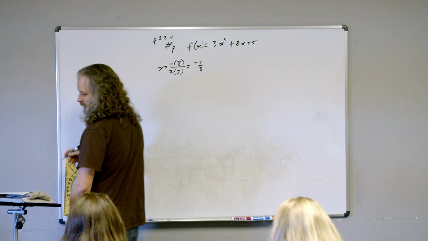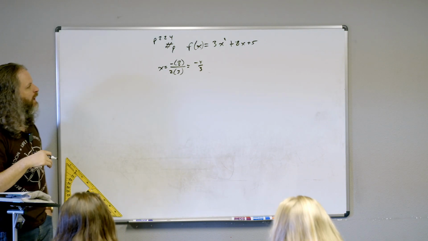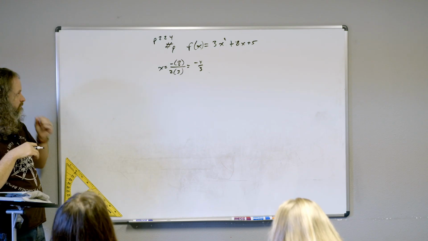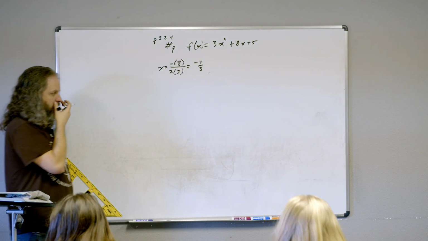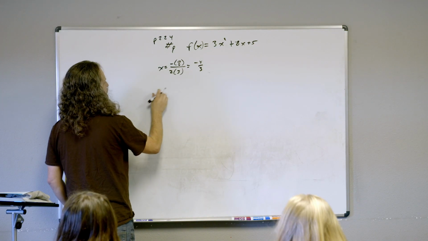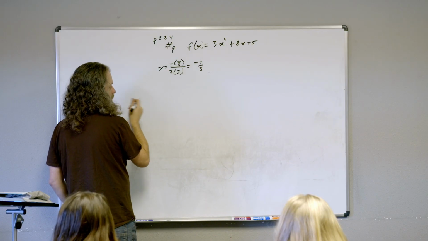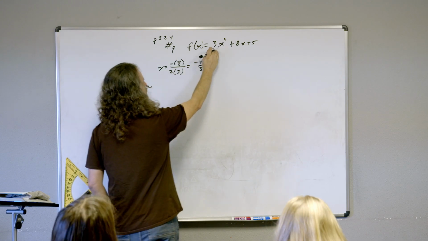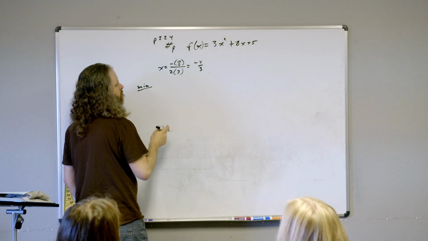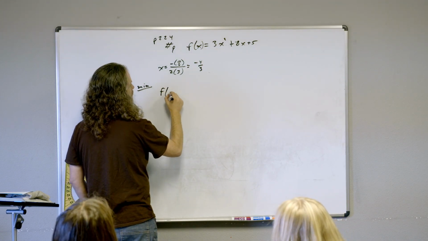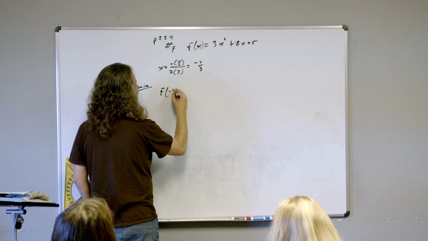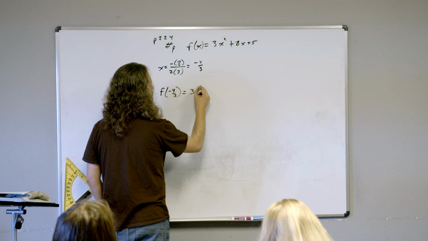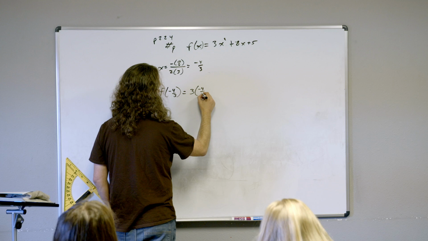So that's the x part, but that's not the maximum or the minimum, right? What do we do now? So to find this, is it going to be a maximum or a minimum? Minimum, because a is positive, right? So we need to find f of negative 4/3. Do you square the negative 4/3? Yes, you do.